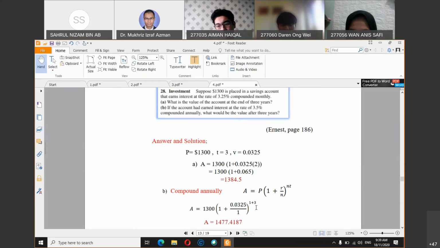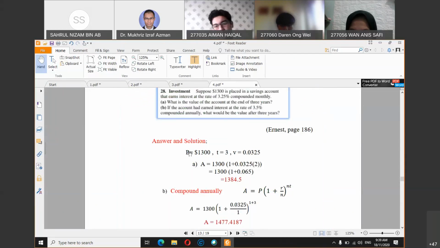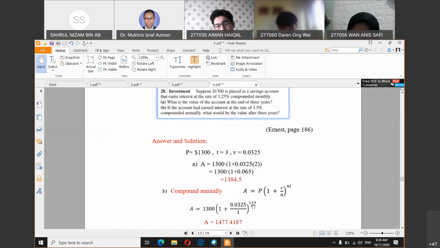No need to divide by 1. Just simply multiply by this. So it's supposed to be 1,300, multiply by 1 plus 0.035, close bracket. That should be 3 years. Yes. I don't know why you plus 1 plus 3 here.